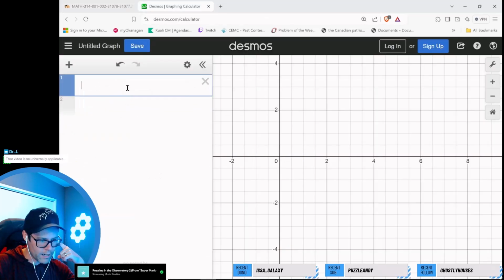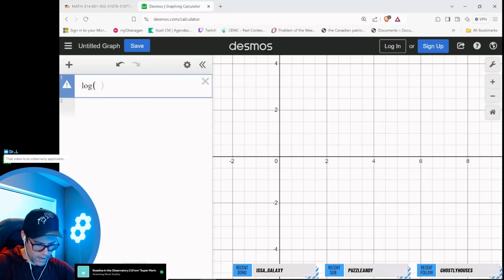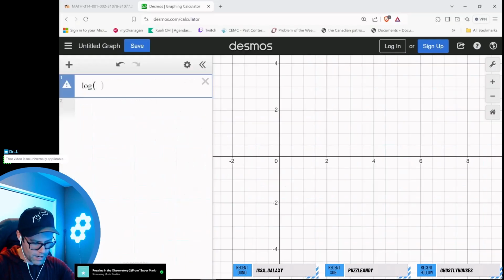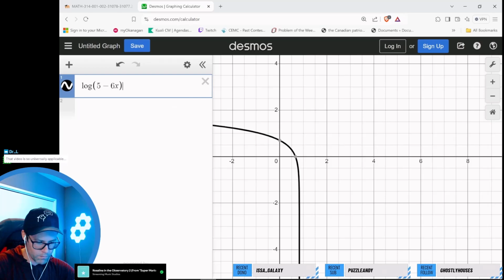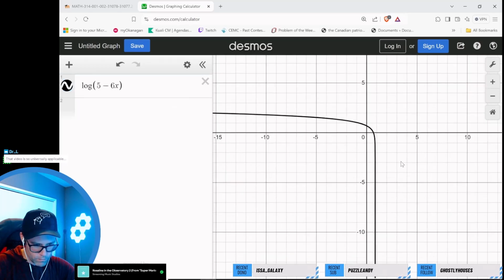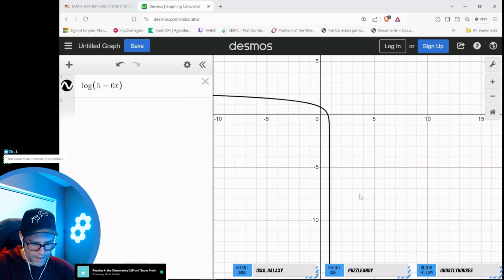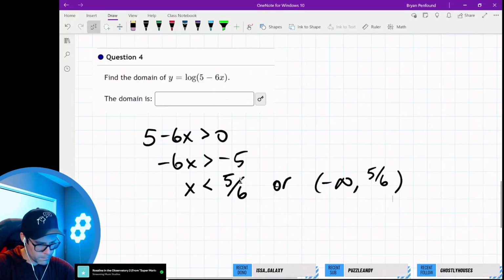And we can go ahead and take a peek at this function as well. So this would be 5 minus 6x. 5 take 6x. So there it is. So it's defined for all of these negative values of x, and then it kind of peaks here at 5/6, right? We have a vertical asymptote at 5/6.